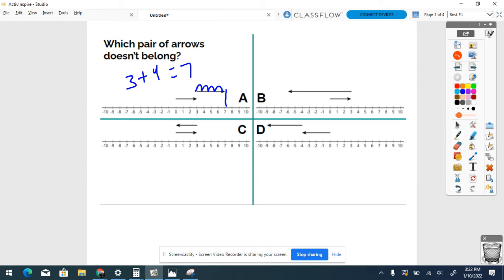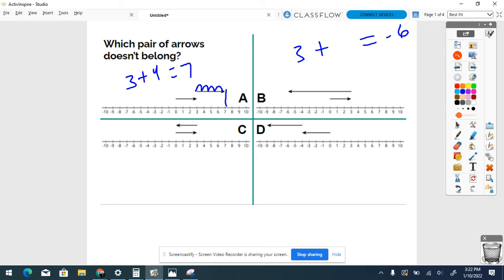So let's look at B. My first arrow, my bottom one, once again, points to 3. So I start at 3. I know these are going to be addition problems. My top arrow points all the way to -6. All right, so 3 plus what gives me -6? Okay, well, right away, this one isn't as easy as 3 plus 4 equals 7.